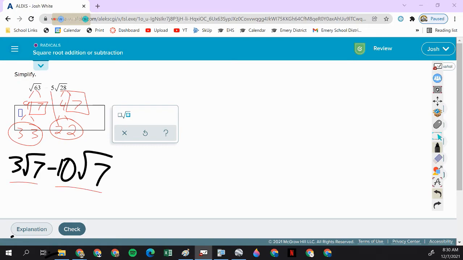Now, are those like terms? Yes. What is 3 root 7 minus 10 root 7? Negative 7 root 7. Good job. Do you need to see another one of those? No? Okay.